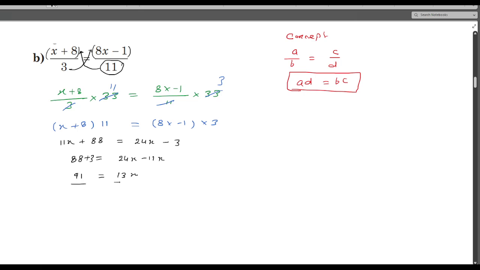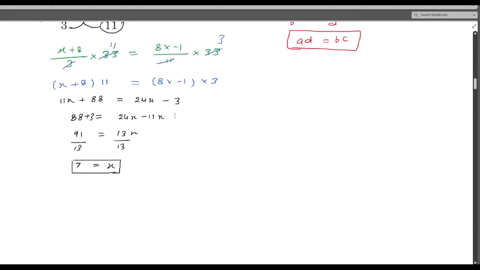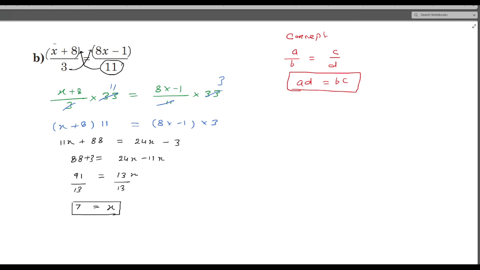Now I will divide both the sides by 13. So 91 divided by 13 is 7. 7 is equals to x. Okay, please keep in mind that all these things are without using calculator. So this basic calculation you must know. Okay, I hope you understand this question.